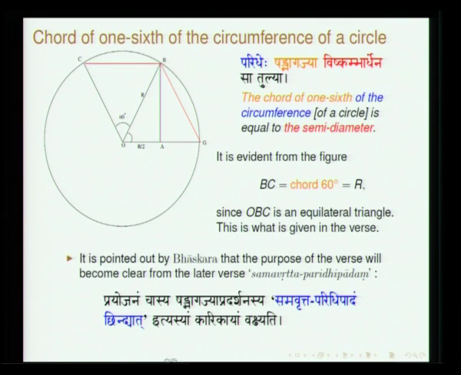So what is the purpose of stating this? In fact he says prayojanancha asya shadbhagajya pradarsanasya samavritta paridhipadam chindyat ityasyam karikayam vakshyati. Vakshyati means he will state. So in fact Aryabhata is going to make use of this in yet another verse wherein he presents the sine table. This is what Bhaskara says: the purpose of defining this can be understood with the verse beginning with Samavritta Paridhipadam Chindyat. We will come to that in a minute.